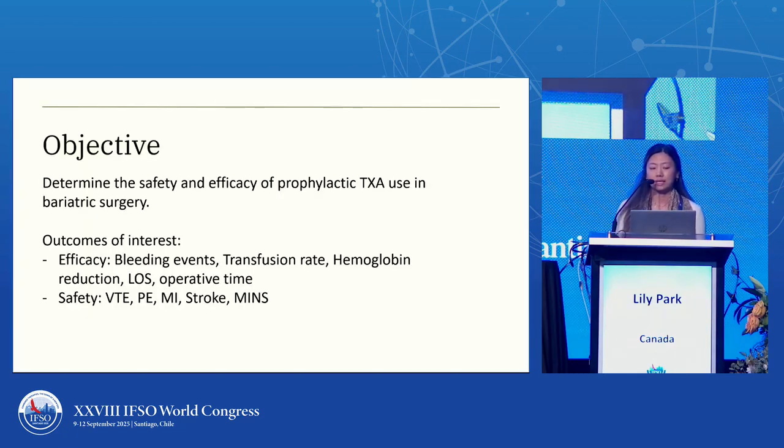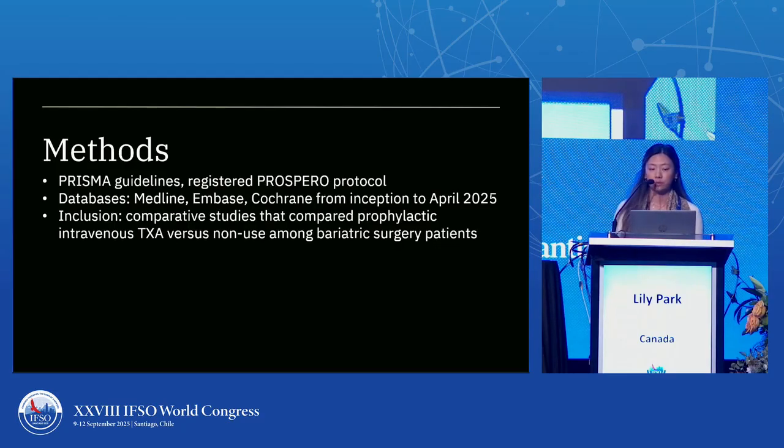So the objective of our study was to determine the safety and efficacy of prophylactic TXA use in bariatric surgery. Outcomes of interest were broadly efficacy and safety outcomes, with endpoints including bleeding events, transfusion rate, hemoglobin reduction, length of stay, and operative time, and for safety, venous thromboemboli, pulmonary emboli, myocardial infarction, stroke, and myocardial injury after non-cardiac surgery, or MINS. So we followed the PRISMA guidelines, registered a PROSPERO protocol.